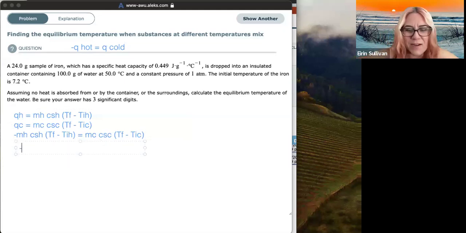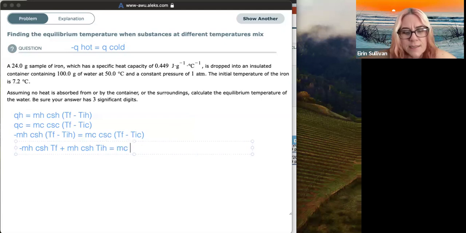So we end up with minus MH CSH TF, right? Minus times a minus is a plus. MH CSH TIH. I feel like this is implying that I enjoy algebra far more than I do. Okay, and then on the right-hand side, we have MC CSC TF minus MC CSC TIC.